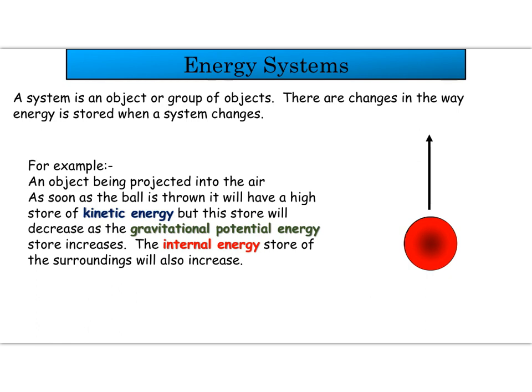When you come to answer exam questions, they really like you to talk about the increases and decreases in the different stores of energy. So here we can see that for the person, the chemical energy store goes down, the kinetic energy store originally increases, but then that will decrease as the ball gains in height, and the gravitational potential energy store will increase. And the key thing that is increasing throughout this is the internal energy store of the surroundings. So the particles in the air will become more energetic as the ball moves around the way.